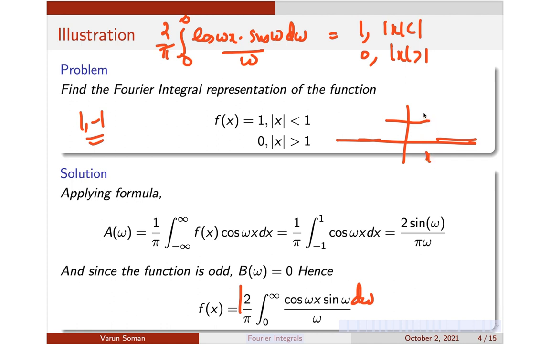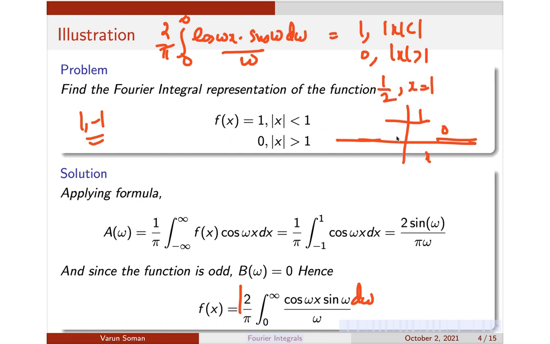Your LHL, the left hand limit, is 1, and your RHL is equal to 0. So at the point x is equal to 1, the integral would be equal to half of 1 plus 0, which is equal to 1 by 2. So at x is equal to 1, the value will be equal to 1 by 2.